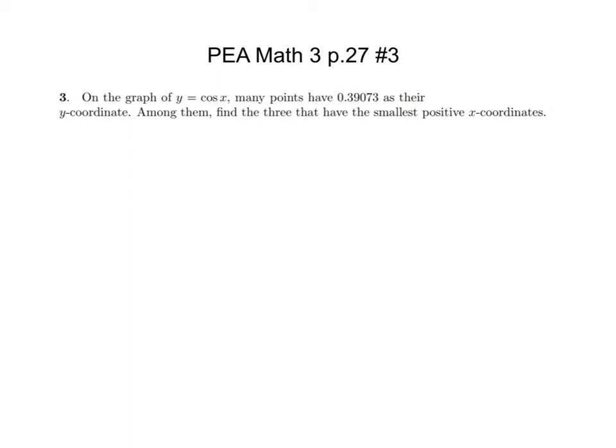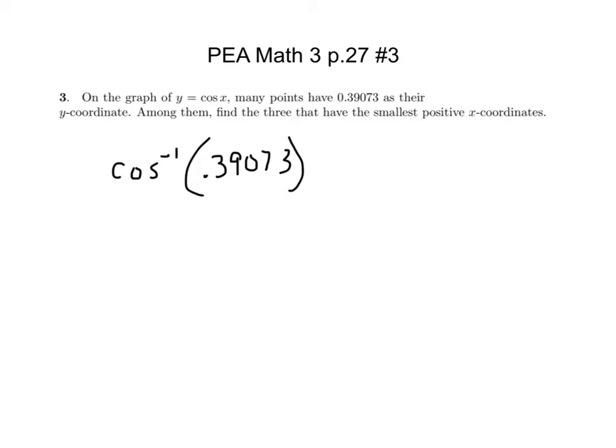Could we solve this without a graph in a calculator? How would you solve that to get at least just one answer? Let's say I needed one answer. I wanted to find one answer for x. How could you solve that with the calculator? Yes. Put 0.39073 for y and then inverse cosine somewhere. Exactly. So you could do inverse cosine of that, and it'll get you an angle for cosine x, or for x.